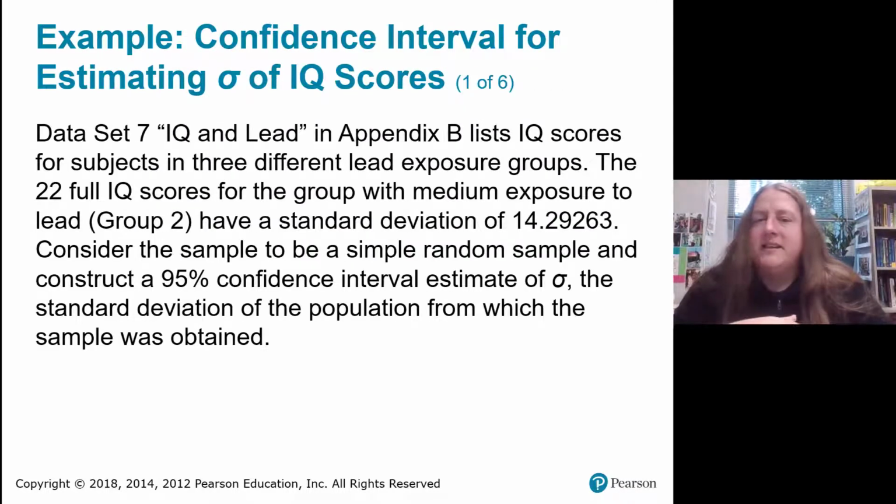So let's take a look going back to that example that we had before, where we were looking at the 22 IQ scores. We found our left and right critical values already, and this data is actually available in Appendix B of the book, and the standard deviation is 14.29263. So we're going to consider the sample to be a simple random sample. We're going to say, yeah, it is. And we're going to find a 95% confidence interval estimate for the standard deviation of the population.